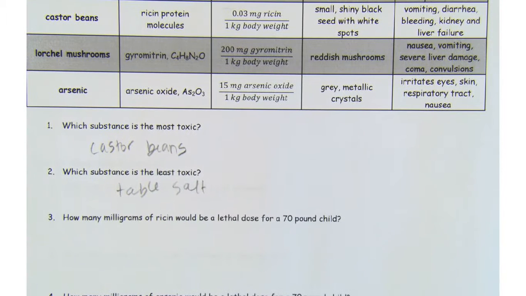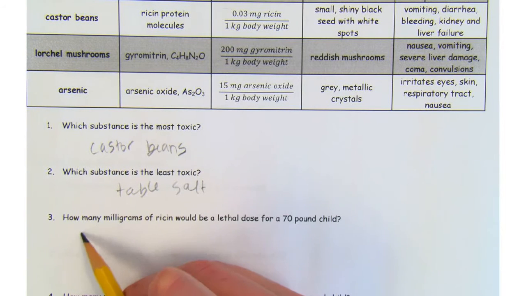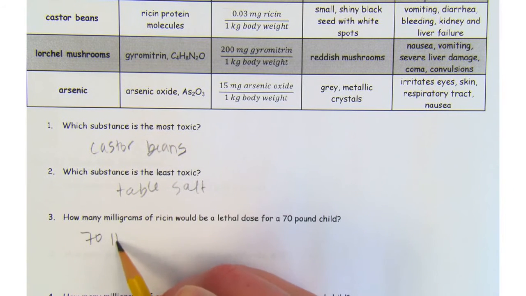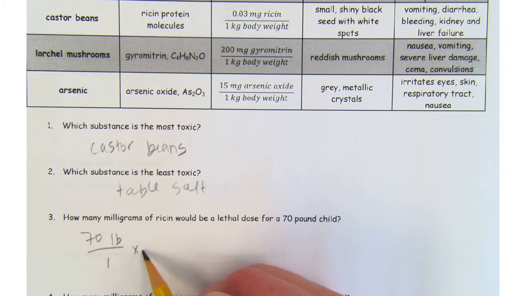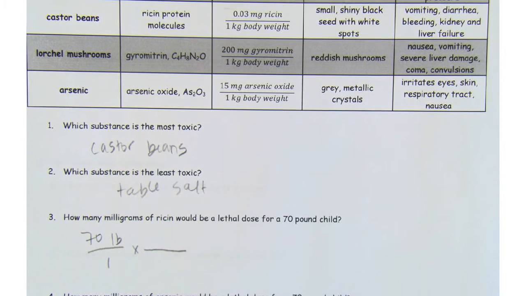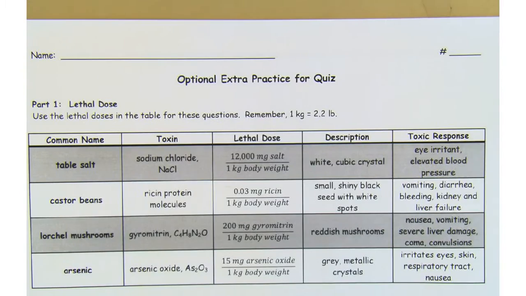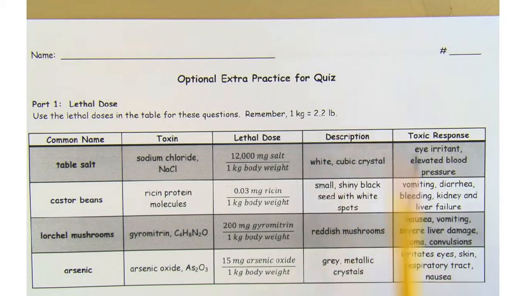Number three, how many milligrams of ricin would be a lethal dose for a 70-pound child? There are going to be three fractions you need to set up here. You start off with the 70 pounds over 1. The only place we can go from pounds is to kilograms. So up at the top, I give you the relationship.